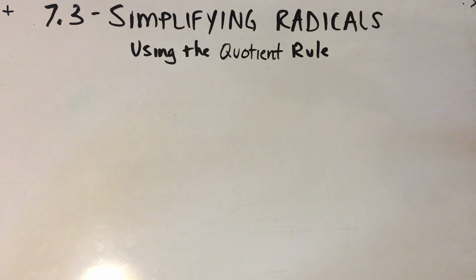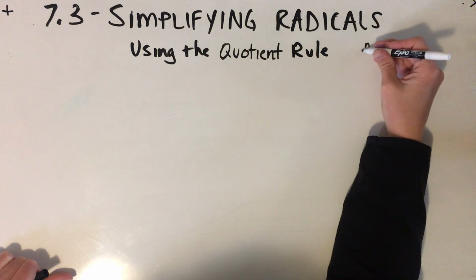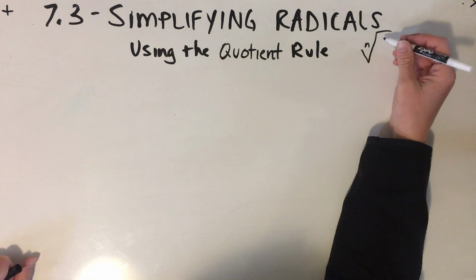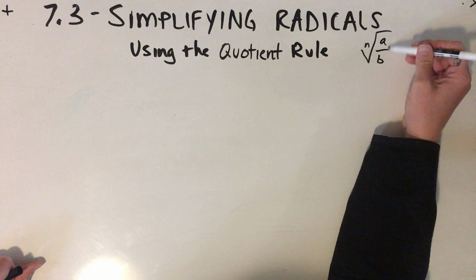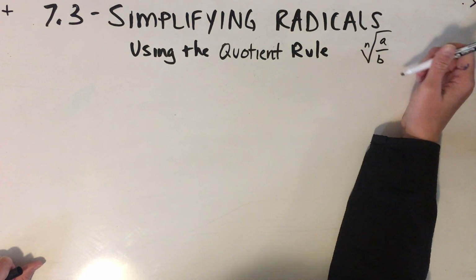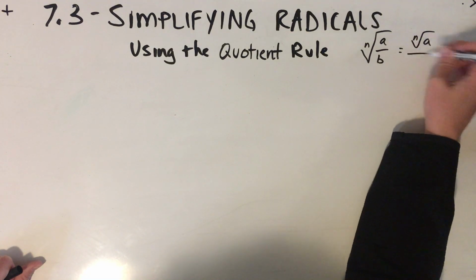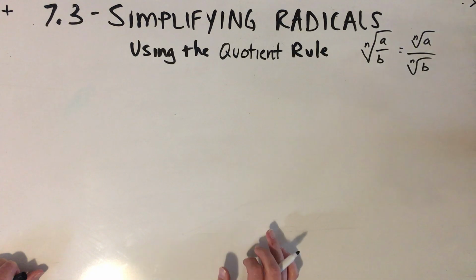So this is 7.3. We're still working on simplifying radicals, but this time we are going to use the quotient rule. What the quotient rule says is that if I have an index, whatever that index is, and if it's 2 or 3 or 4 or 5, and I have a radicand that is a quotient, or in other words is being divided, that this is the same thing as separating those out, top to bottom.